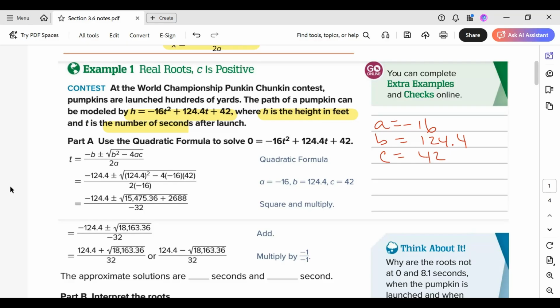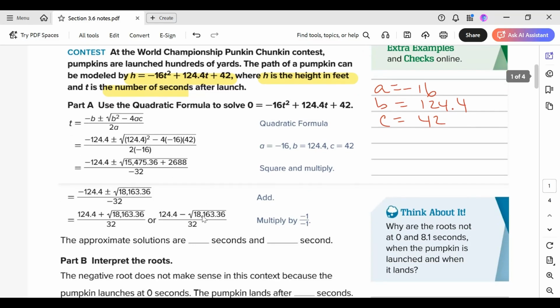So we plug into the formula, negative B. Since B is positive, it's negative 124.4 plus or minus the square root. We filled in 124.4 squared minus 4 times the A times the C, all divided by 2 times the A value. When you go through the math completely, you're going to have a plus minus situation, so you split each piece. It can be 124.4 plus the square root of 18,163.36, or 124.4 minus the square root of 18,163.36, all divided by 32.